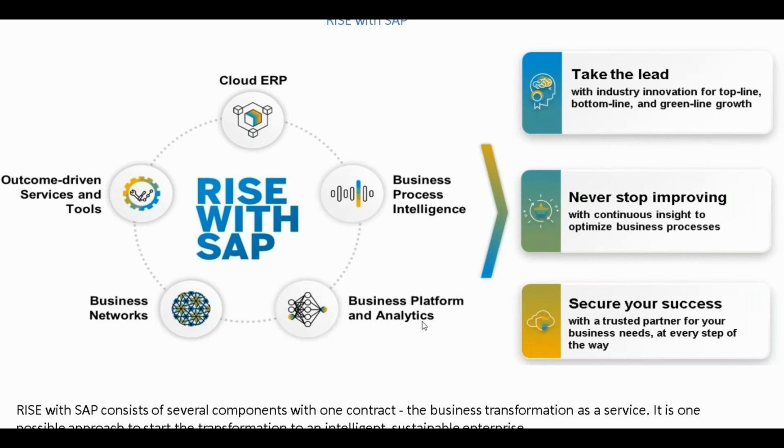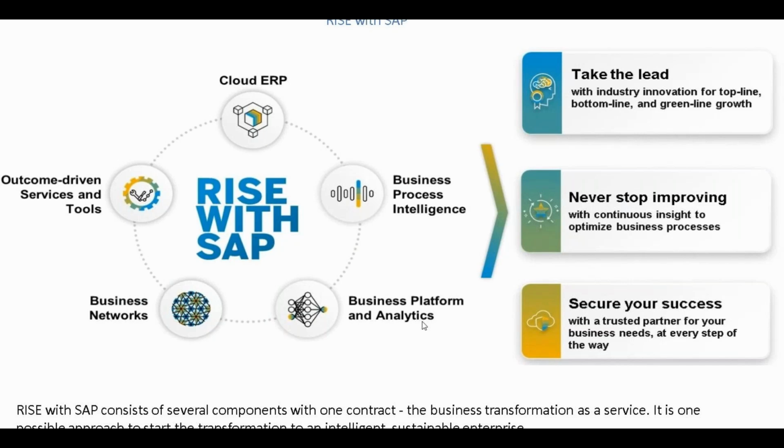So in simple terms, we can say that RISE with SAP consists of several components with one single contract. So we can consider this as business transformation as a service. You might have heard about something like software as a service, infrastructure as a service, database as a service, and all that. But here they are speaking about business transformation as a service. So they want to transform the entire business into a sustainable, intelligent enterprise. So this is the ideal starting point. We can say it's not the only possible approach, but this is one possible approach to start your transformation.